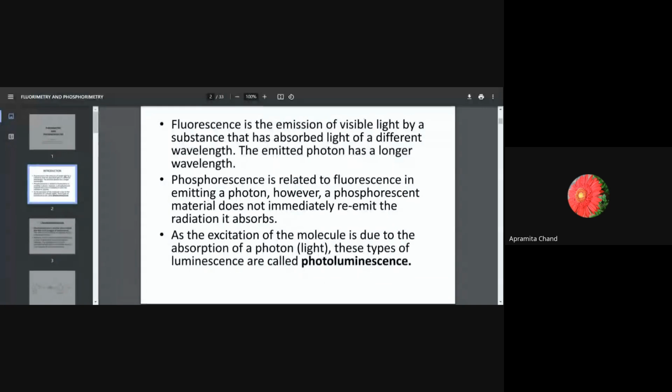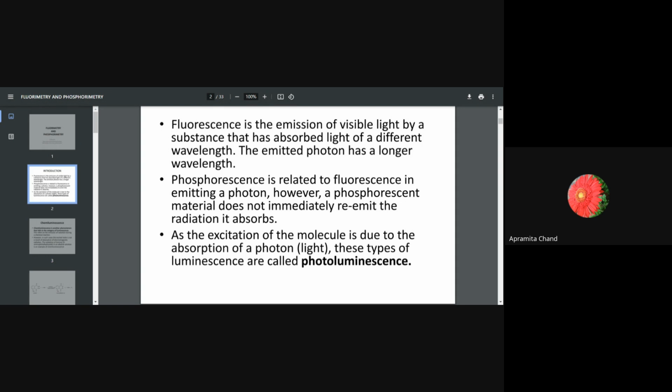So we know some of the basic concepts already, but still we'll be discussing them quickly. Fluorescence is the emission of visible light by a substance which has absorbed light of a different wavelength, and so the emitted photon has a longer wavelength. And phosphorescence is essentially delayed fluorescence.